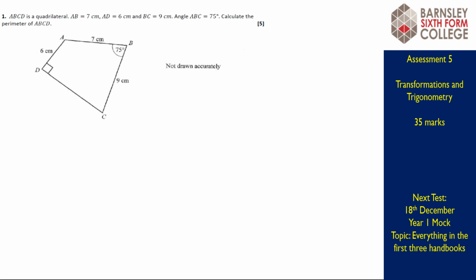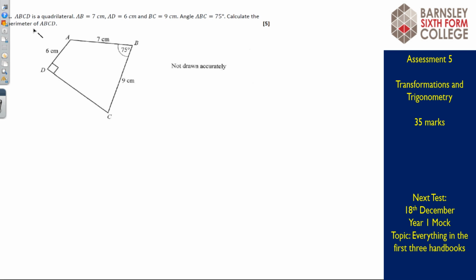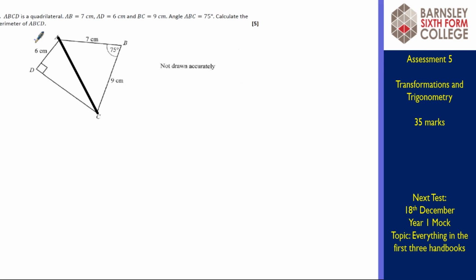What we need to do is find out this length DC, because we need to calculate the perimeter. So we've got three sides. There's no rule for how to find the fourth side of a quadrilateral if we've got three sides. We need to find some way of doing this. To do this, we're going to draw a line here between AC, and that way we split it up into two triangles.